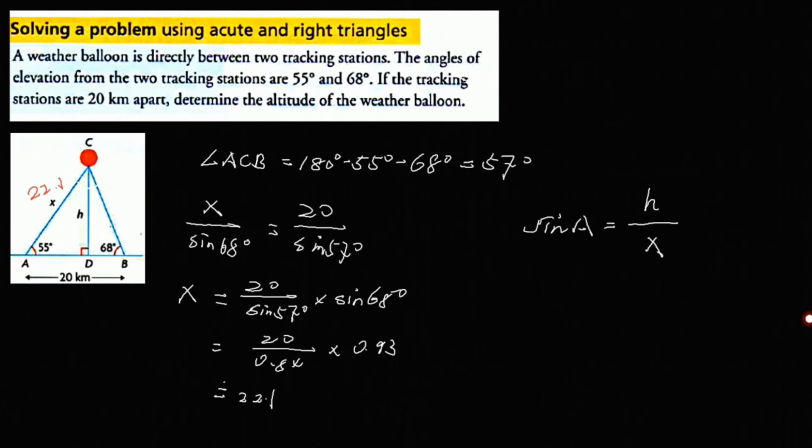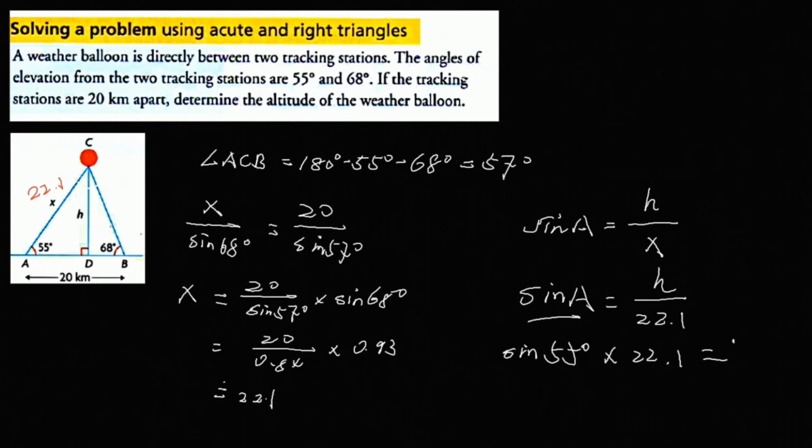So as we already know, we just substitute 22.1. Both sides multiplied by 22.1, so sine A is sine 55 degrees, and sine 55 times 22.1 equals h. Sine 55 equals 0.82 times 22.1 equals h. So h is 18.1. So the altitude of the weather balloon is about 18.1.